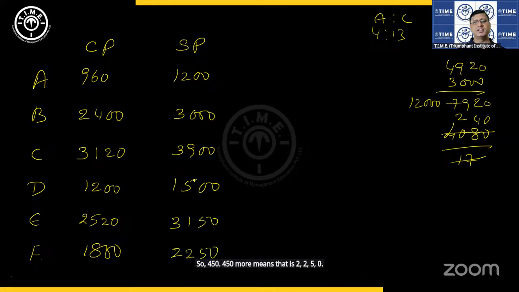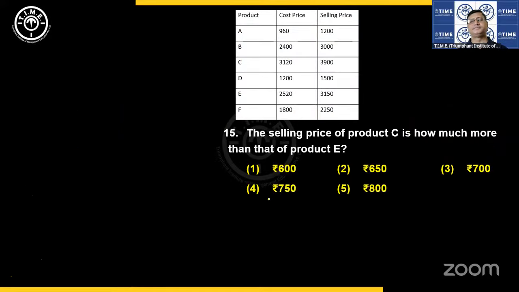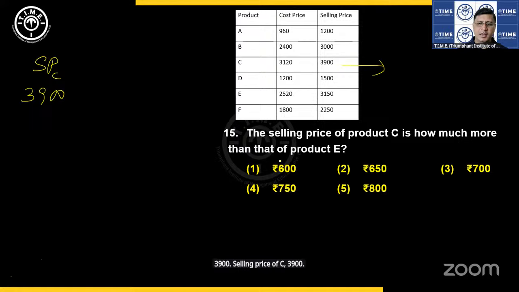So these are the values of cost price of each product as well as the selling price. Now this data is readily available on your page. Now look at this. The selling price of the product C is how much more than that of E? Selling price of E. What is the selling price of E? 3,900. Selling price of C, 3,900. How much more than that of the product E?